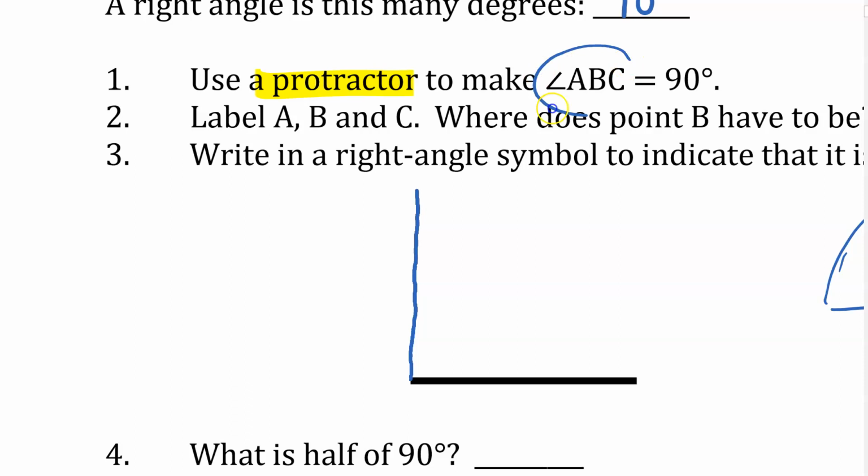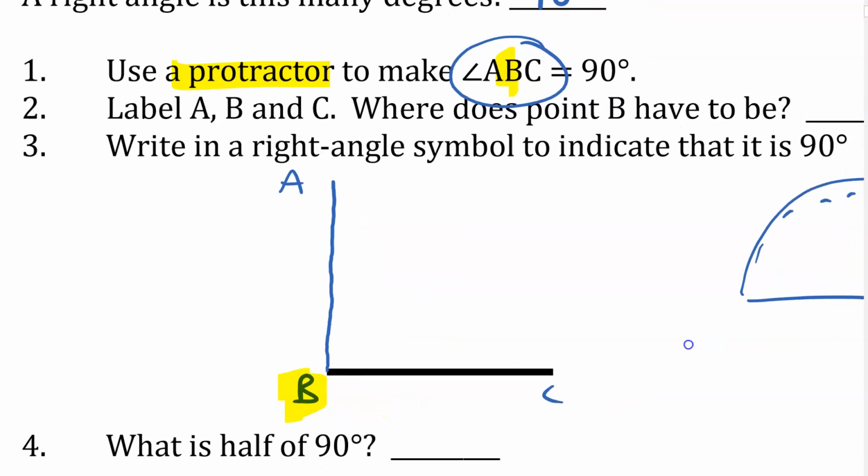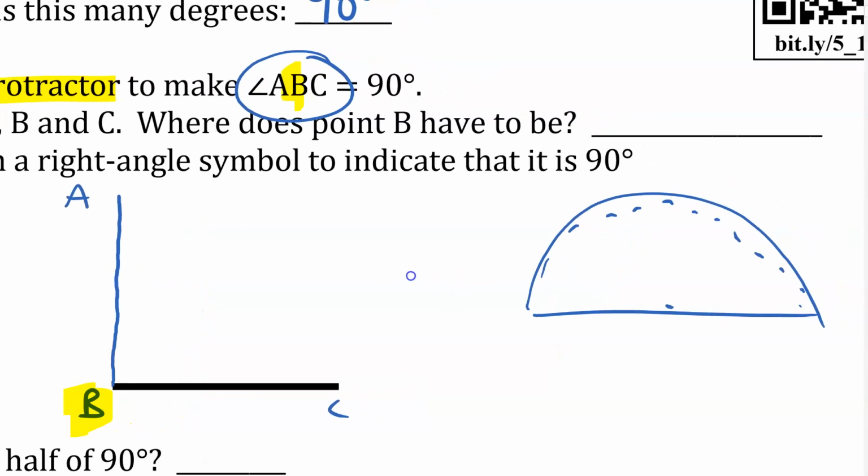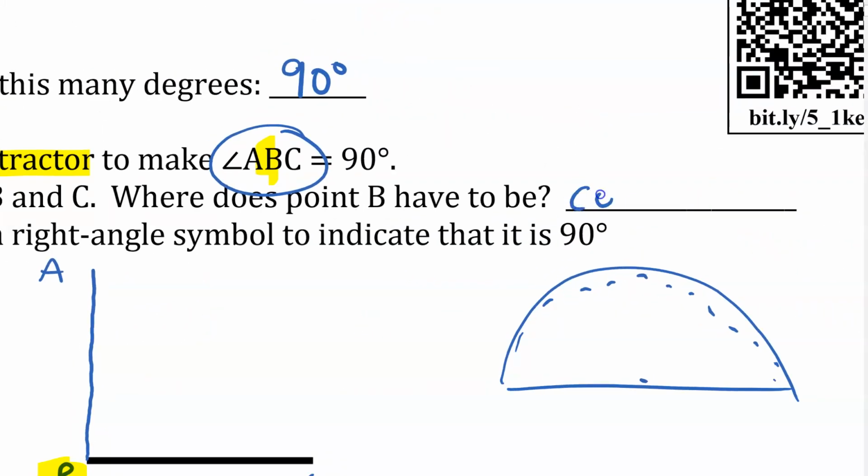And this says angle ABC. Now, A could be here, B here, C there. By the way, the position of A and C don't really matter, but the middle letter of those three should be where the corner is, or where the vertex is. So to answer that question, where does point B have to be? In the corner.